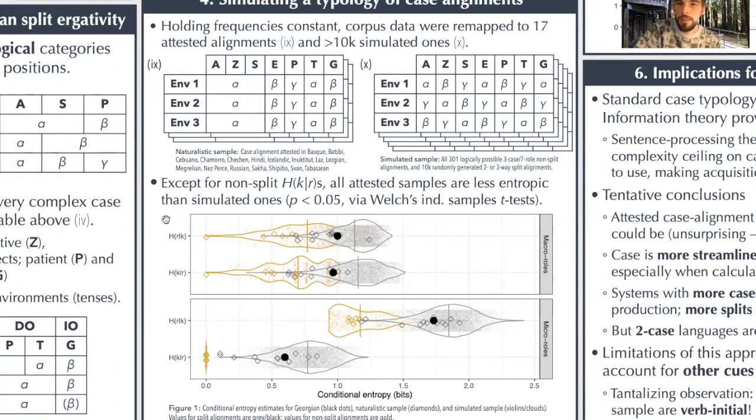Running Welch's independent samples t-test, we find that the attested patterns are all less entropic than the simulated ones, except for the non-split production entropy values. So this golden plot here and here.